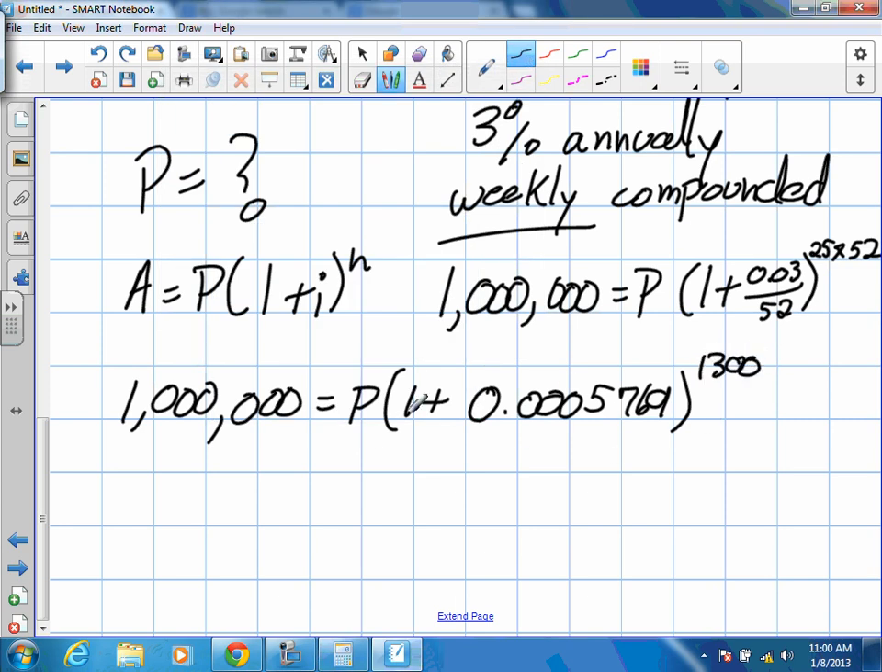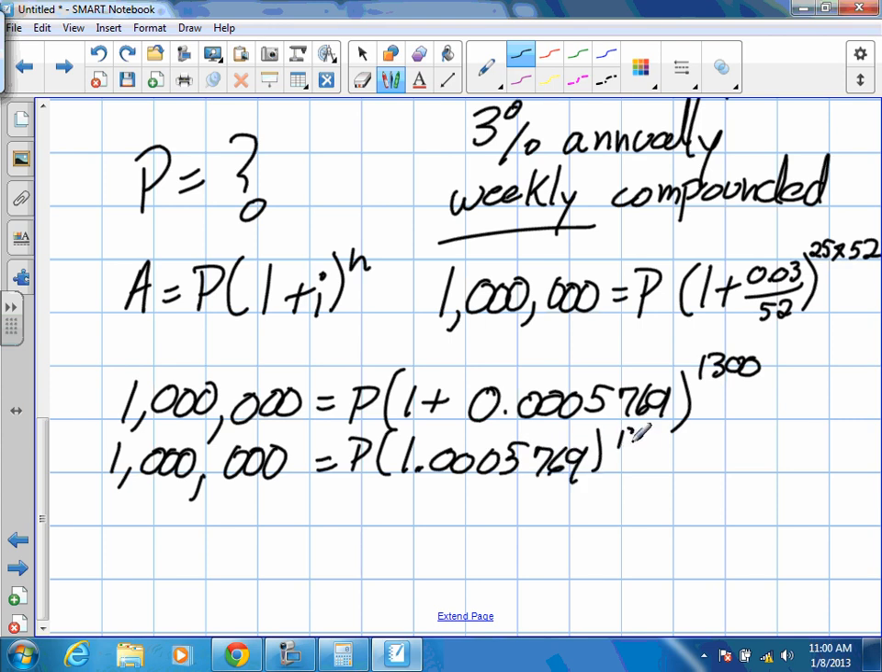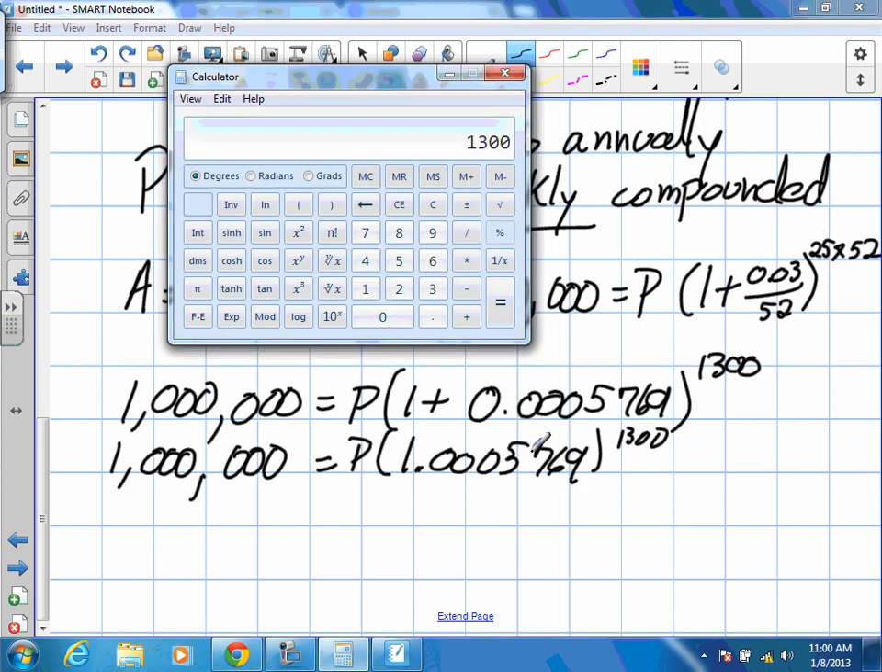We're going to calculate that number. So we still have 1 million. 1 plus that is just going to be 1.0005769 to the power of 1,300. To be extremely accurate, I keep that number in my calculator. Oh, I lost it. We're going to get it again. 0.03 divided by 52. Okay. We add 1, plus 1. Here's our value, which is pretty much what we've written here. And I'm going to put it to the power of 1,300. Okay. 2.1165.